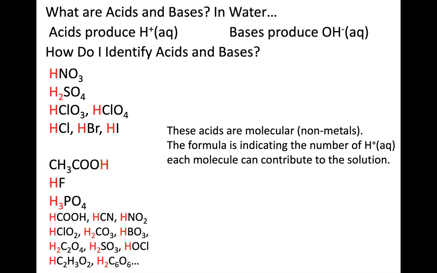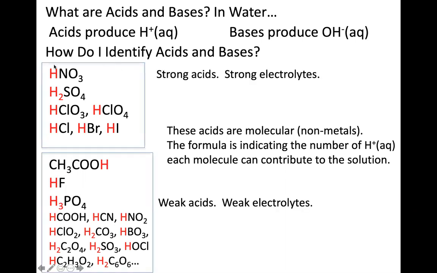Next thought within here, I've grouped them this way. All of the ones at the top there, those are all strong acids. And by strong acids, we can consider them to be strong electrolytes. When they're added to water, no molecules, they're just going to give me ions. That's what a strong electrolyte does. At the bottom here, these are all weak acids. They are weak electrolytes.